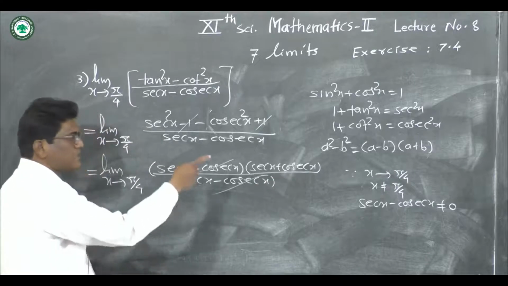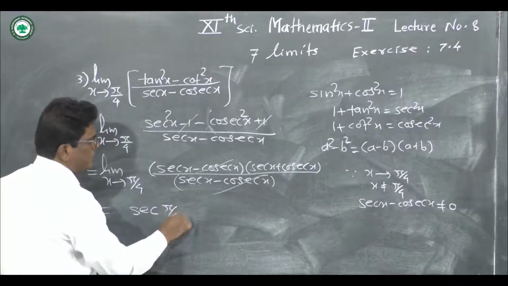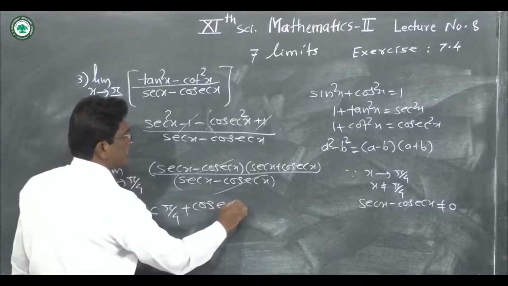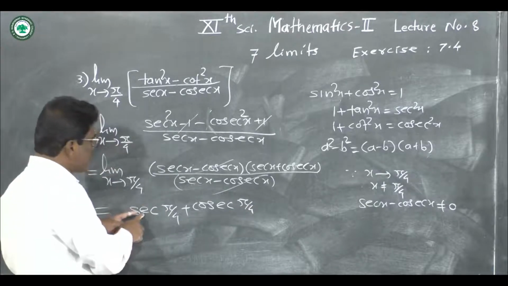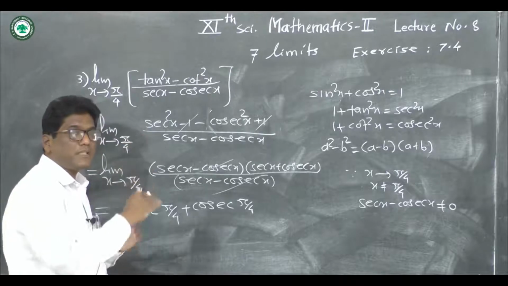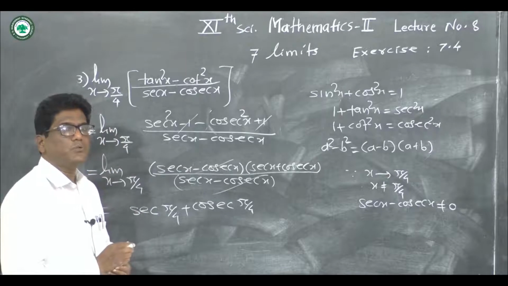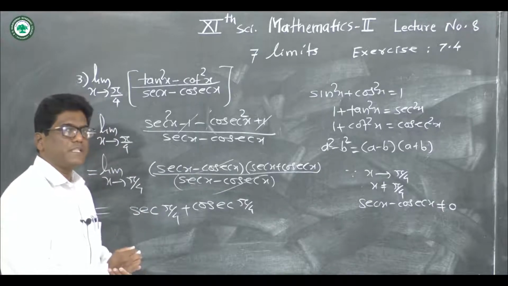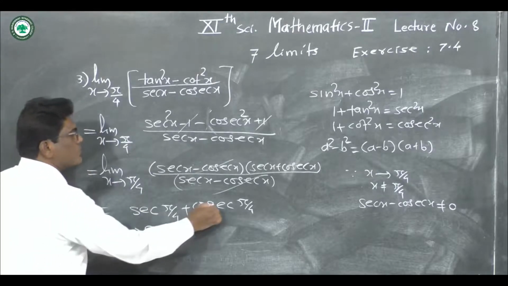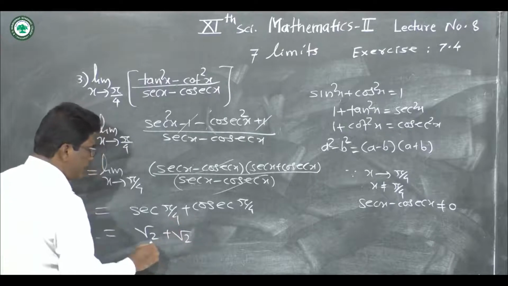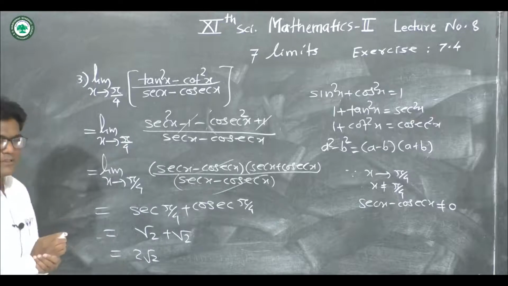Now put directly x as pi by 4. And so we get sec of pi by 4 plus cosec of pi by 4. Pi by 4 means 45 degree. So sec of 45 degree means take the reciprocal of cos of 45. Cos of 45 is 1 upon root 2 and therefore sec of 45 is root 2. It's a reciprocal. So sec of 45 is root 2 plus cosec of 45 also root 2. And so root 2 plus root 2 is 2 times root 2. This is the solution for the third problem.